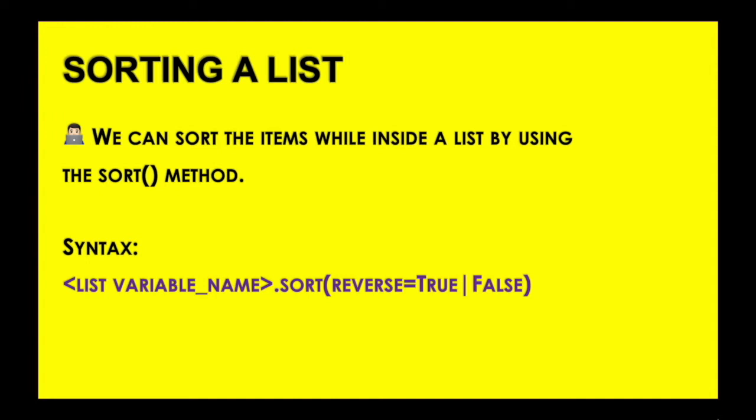Reverse specifies what type of sorting we will do in our code. If it is True, it means descending. And if you write False there, it is for ascending. So don't forget that, my friends. Again, reverse equals True if you want it arranged in descending order, and reverse equals False if you want to arrange in ascending order.